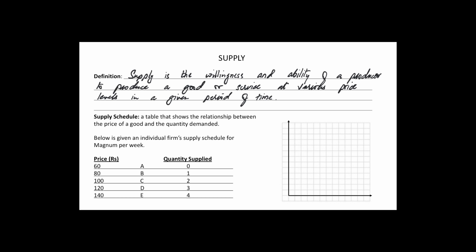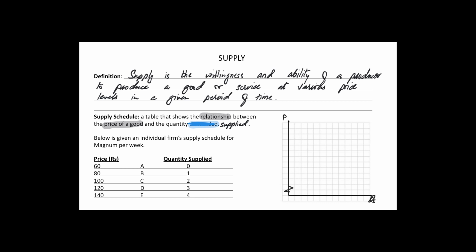So based on this idea, we have a supply schedule of a producer. And it shows a relationship between the price of the good and the quantity supplied. Below is the supply schedule given of a producer who produces magnums per week, and I'll construct its supply curve.